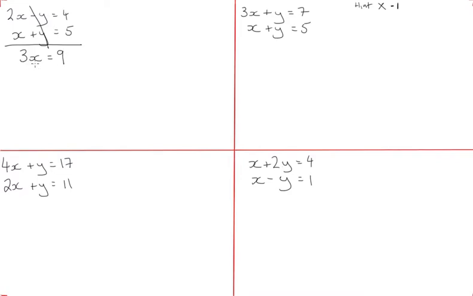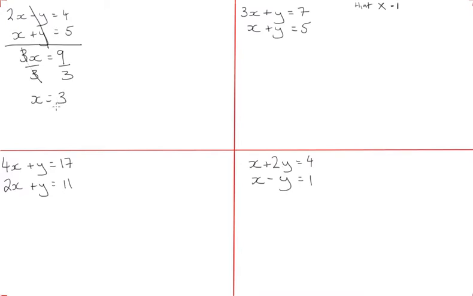Now 3 is being multiplied by the x, so if we want to get rid of it, we have to divide both sides by 3, because what we do to one, we have to do to the other side. These two 3's cancel each other out. So we're left with x is equal to 9 divided by 3. 9 divided by 3 is 3. So now we know that x is equal to 3.